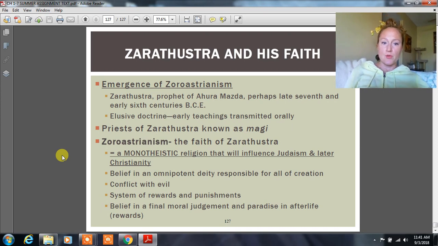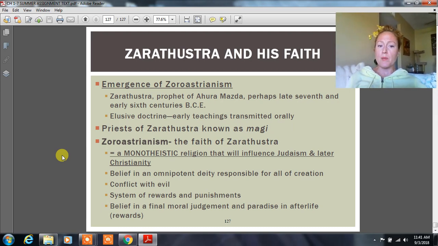The priests of Zarathustra were known as magi, and so Zoroastrianism is the faith of Zarathustra. So it was a monotheistic religion. It will actually come into contact with Judaism and also influence some Jewish beliefs, and is also going to shape a lot of beliefs of Christianity.